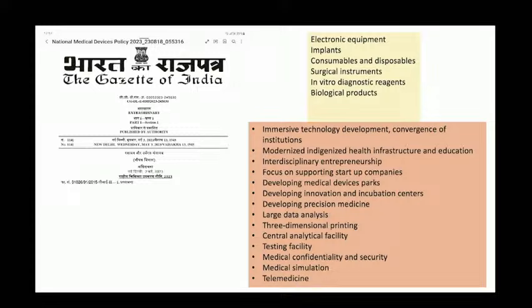Testing facility, medical confidentiality and security, medical simulation. Every medical college is now compulsorily asked to set up a medical simulation lab. And each mannequin that you import from outside costs about 1 crore. So telemedicine is an important aspect. All these things are needed.